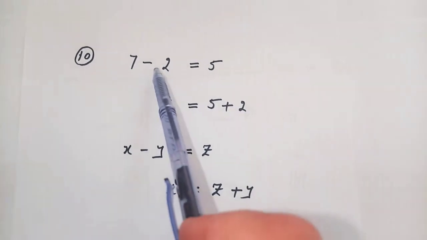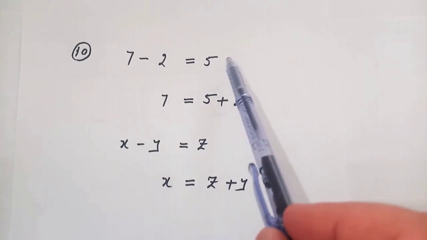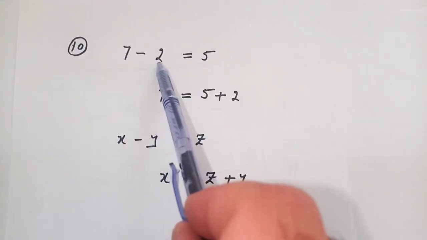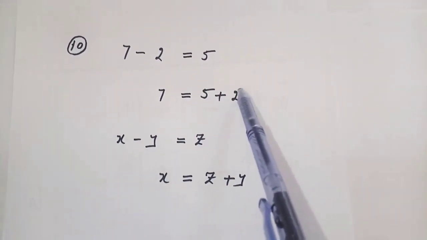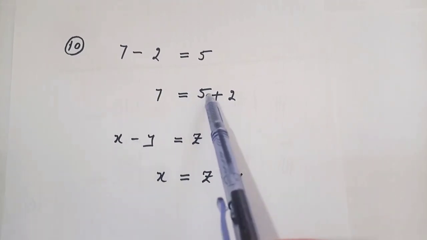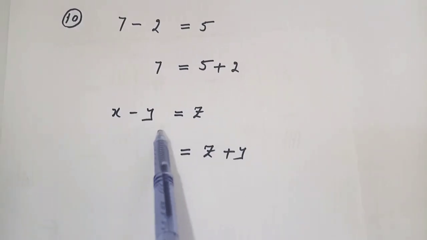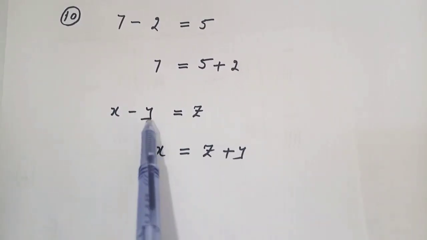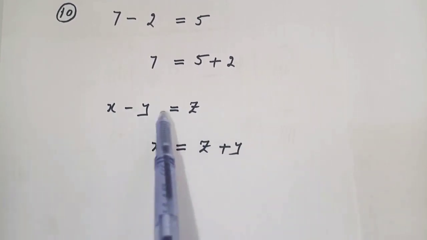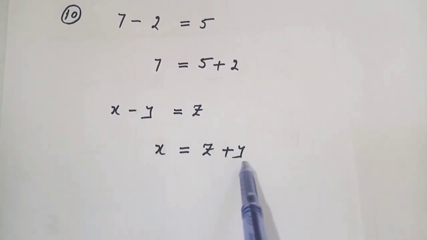If anything is negative on one side, it will become positive on the other side. Here 2 is minus, but when we shift it to the other side, it will become positive. So 7 is equal to 5 plus 2. So x minus y is equal to z, and x is equal to z plus y, because when y shifts to the other side, it will become positive.